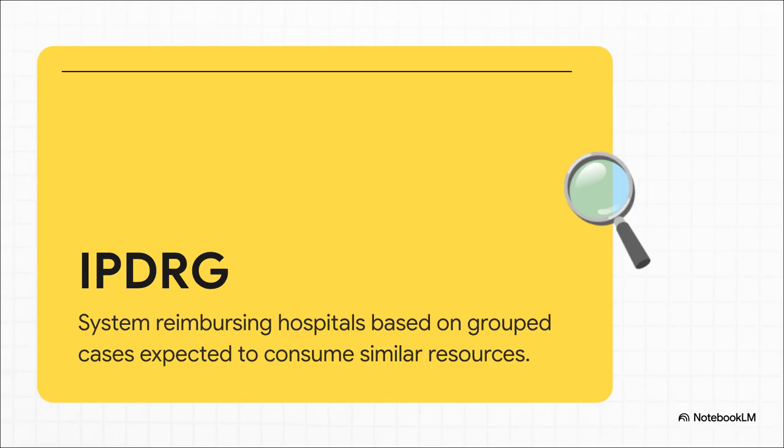Think of it as a complete paradigm shift from how you'd normally pay for things. Instead of an a la carte menu where a hospital bills you for every single Tylenol, every X-ray, and every minute of nursing time separately, the hospital is reimbursed a fixed, flat amount based on grouped cases. So if patients have similar clinical characteristics and are expected to use similar hospital resources, they get put into the exact same bucket. And here's the real kicker. It's actually kind of wild. That payment amount is largely fixed before the patient is even discharged.